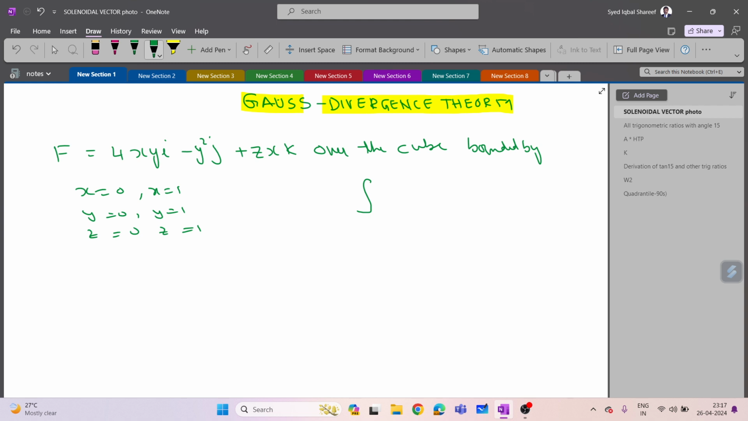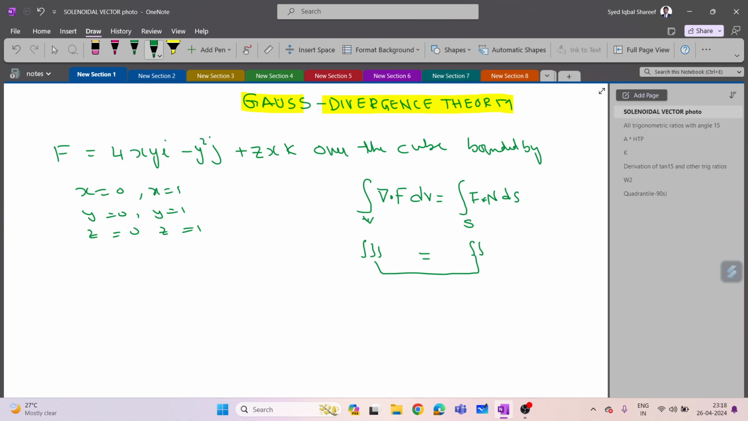The integral of del dot f dv is equal to the integral taken over the surface of f dot n ds. That means the volume integral equals the surface integral. What is a volume integral? A triple integral. What is a surface integral? A double integral. Combining the volume triple integral and the surface double integral and saying they are equal is done with the help of the Gauss divergence theorem.